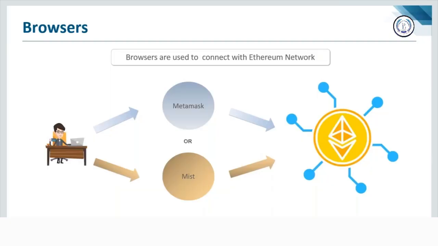Go Ethereum is available either as a standalone client called Geth that you can install on pretty much any operating system, or as a library that you can embed in your Go, Android, or iOS projects. Now we have browsers for connecting to the blockchain. Two of the most popular browsers are MetaMask and Mist browser.